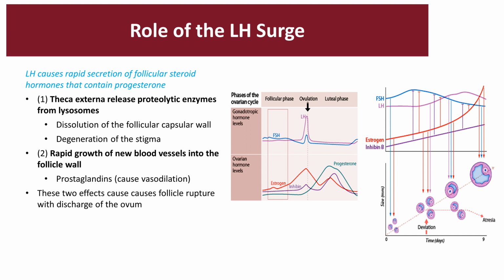The second event is the simultaneous rapid growth of blood vessels into the follicular wall. At the same time, chemicals like prostaglandin are released and cause vasodilation, and they're secreted into that follicular tissue. So the 2 events that occur are that proteolytic enzymes like collagenases weaken the follicular wall, and prostaglandin secretion leads to more blood vessels and swelling. Together, when the stigma degenerates, it causes the follicle to rupture and the ovum to be released.